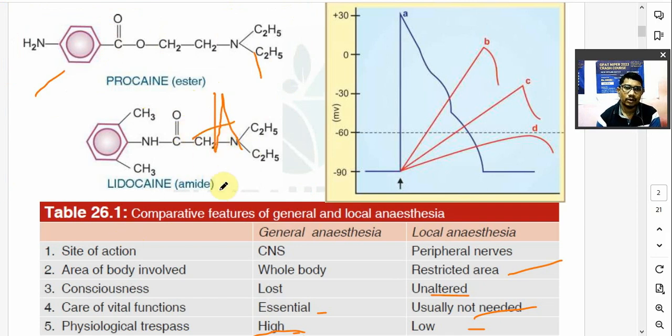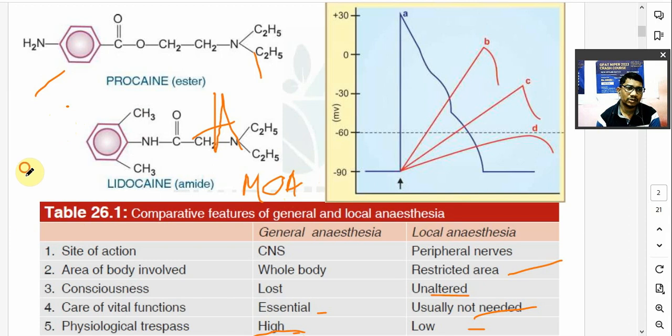Now, how do they act? What is the mechanism of action? MOA. In short, I would like to explain to you. We'll see the detail in the upcoming slide. What is the MOA, mechanism of action? So all local anesthetics block the generation of nerve impulse and transmission of nerve impulse in the nerve fiber. So in the peripheral nerve fiber.